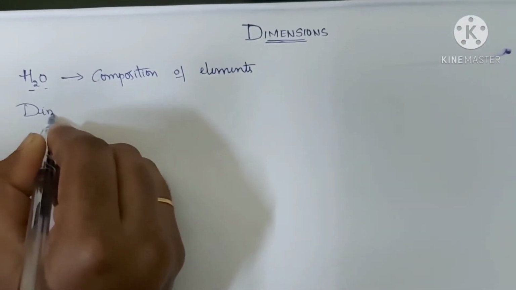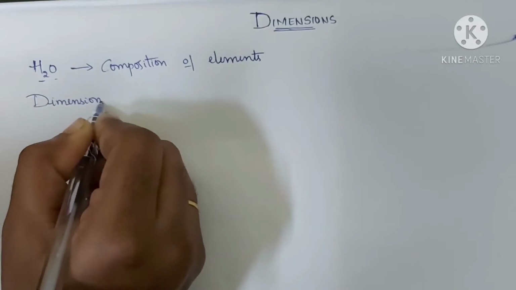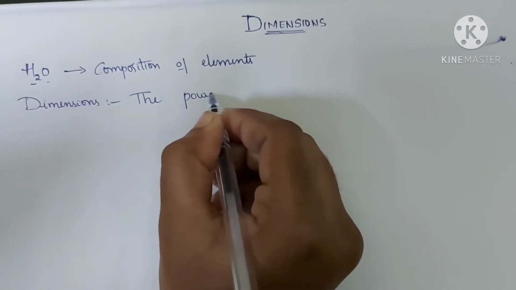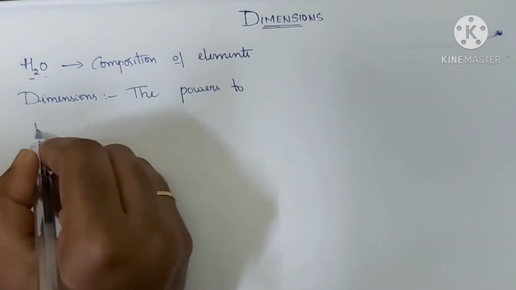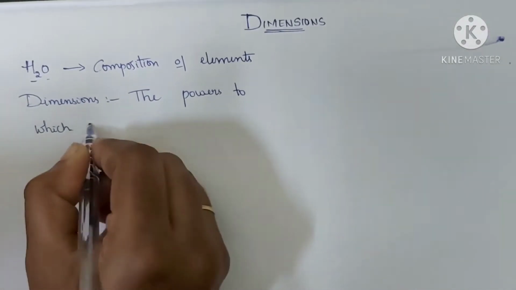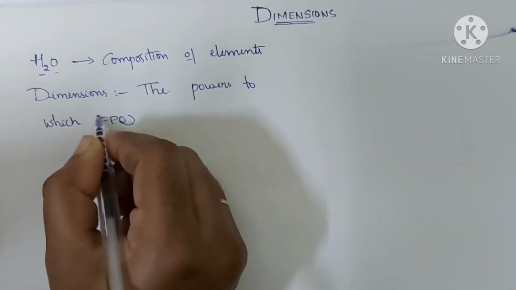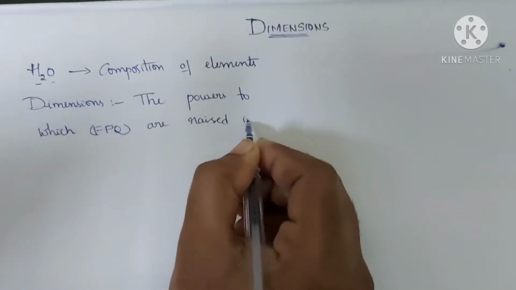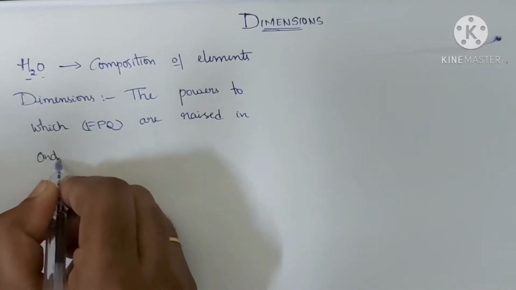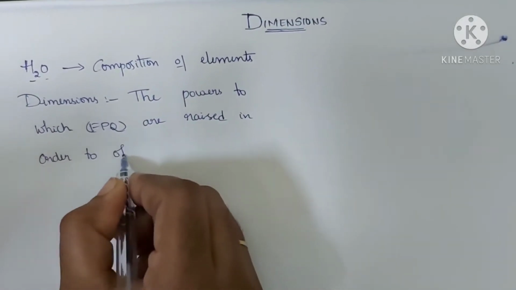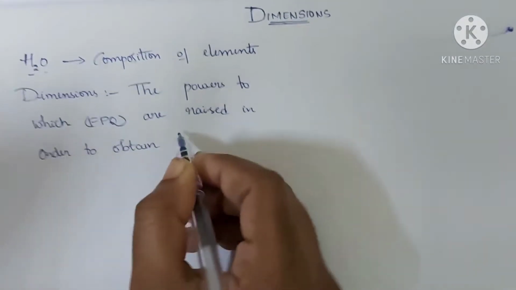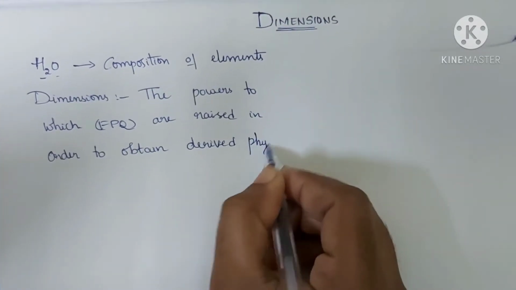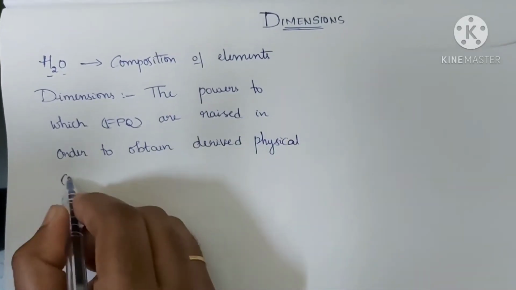So dimensions are the powers to which fundamental physical quantities are raised in order to obtain a derived physical quantity.